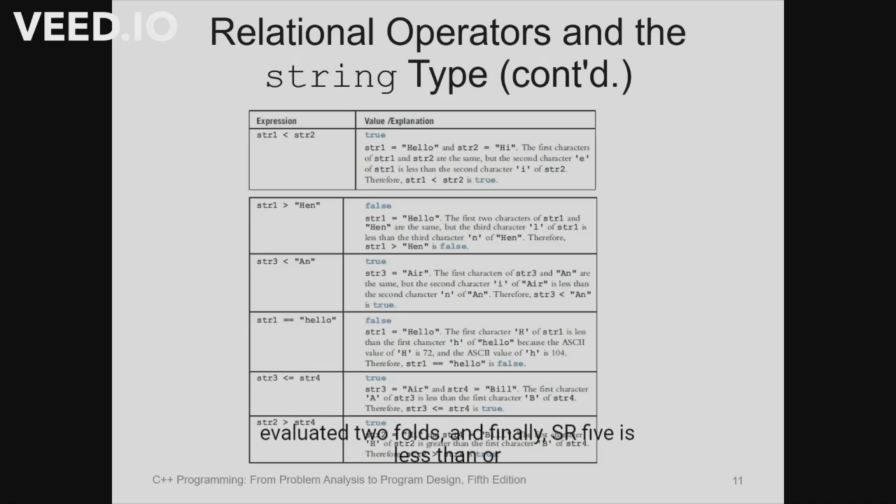And finally, str5 is less than or equals to Bigger. Take note that the value of str5 is just the word Big, and the other word compared to it is Bigger. Big has only 3 characters and Bigger has 6 characters. The first up to the third position of Big is the same as Bigger. Therefore, str5 less than or equals to Bigger will evaluate to true.